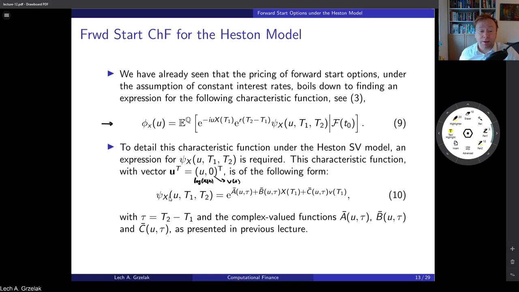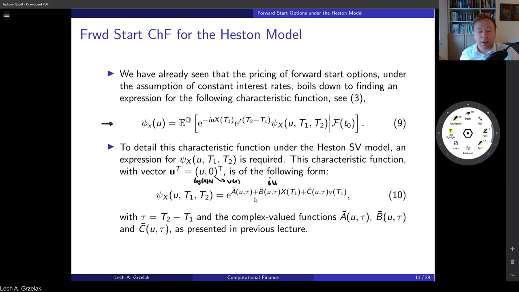Okay, so for the Heston model, our function psi x is a function of u, t1, t2, and we have already derived in the previous lectures that we have a function dependent on tau: a bar, then b bar times x t1, and then a function c bar u tau. Those are complex valued functions. For b, the solution is straightforward, it is just iu. You can look it up in the previous slides. This is why I'm mentioning it here.